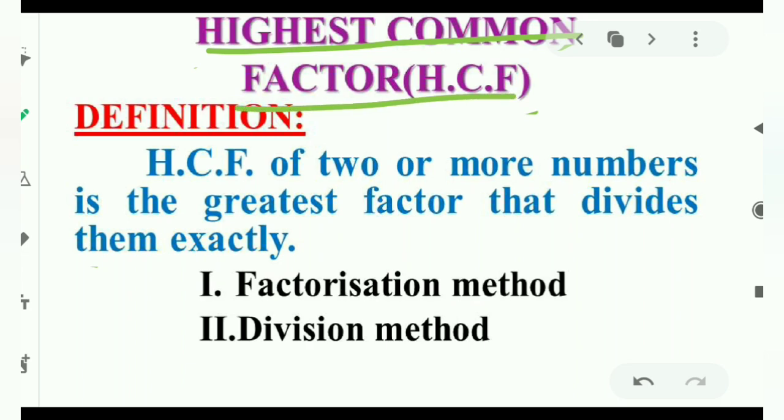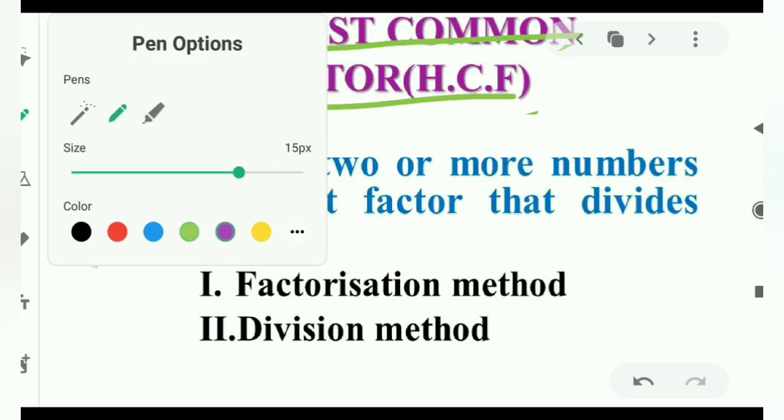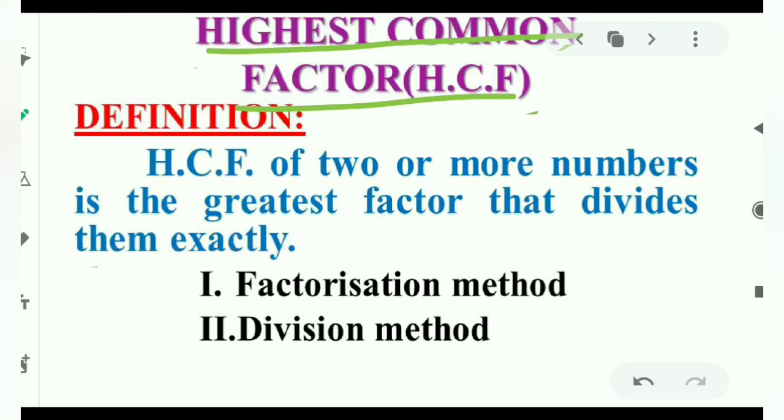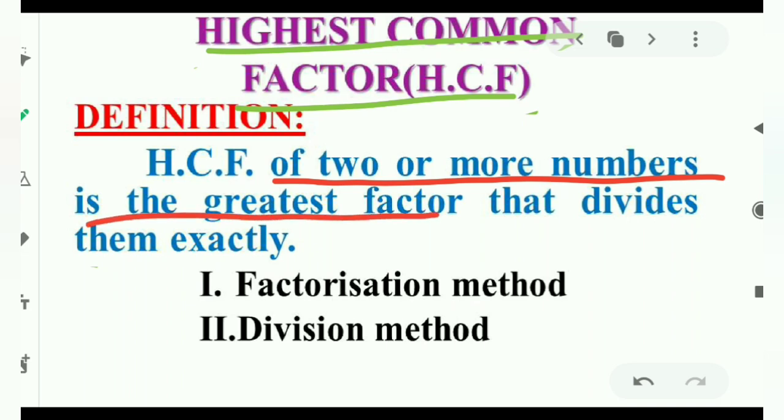Okay, let's read the definition. Are you all ready for learning? Good. Let's all read the definition quickly. HCF of 2 or 3 or more numbers is the greatest factor that divides them exactly. Okay, let's read it one more time. HCF of 2 or more numbers is the greatest factor that divides them exactly.